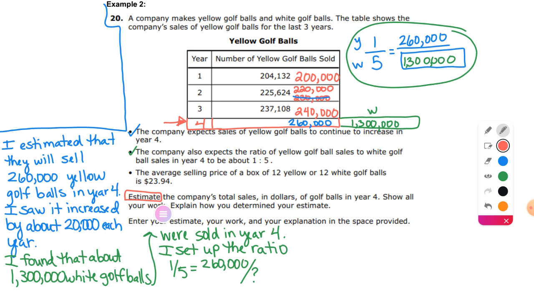What do we have to do before I can find total sales? Harper? You have to add those two together. What will that tell me? The total golf balls. Yes. So next, let's add those. You can add them in your calculator. How many golf balls total? Dane? 1,560,000.